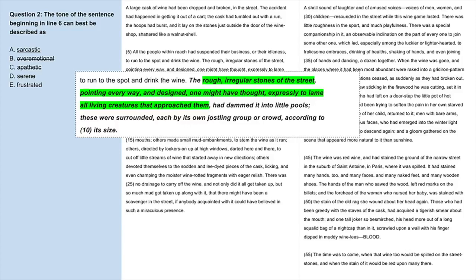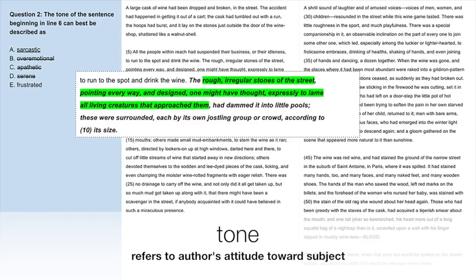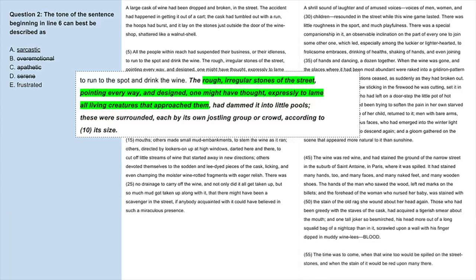E, frustrated. If you don't recognize that this is sarcasm, this might throw you off. If you think about the fact that it's probably frustrating to have a street that cripples or hurts those that walk on it. However, even if the situation is frustrating, the tone of the narrator here isn't frustrated. Remember that tone refers to the author's attitude, and his attitude towards the situation isn't one of frustration. He has that darkly humorous element in his tone, which doesn't indicate frustration. So E isn't the best answer. The best answer is A, sarcastic.